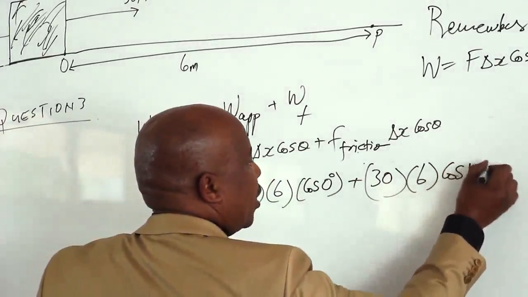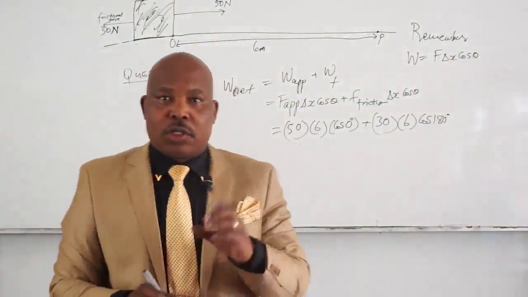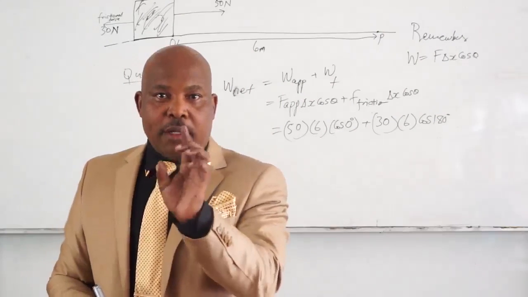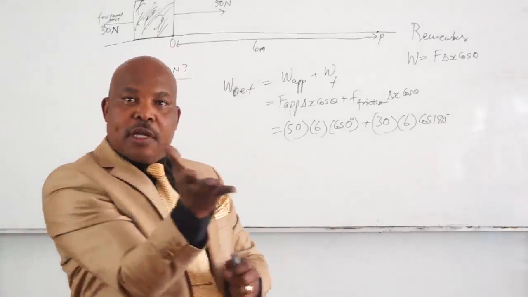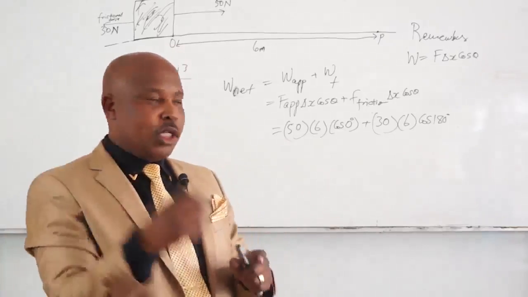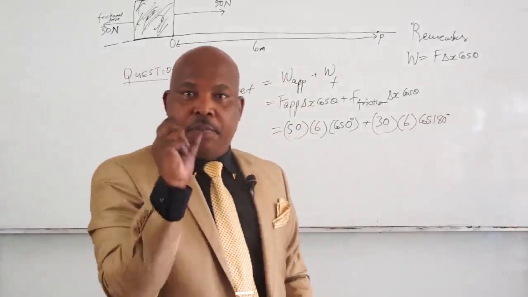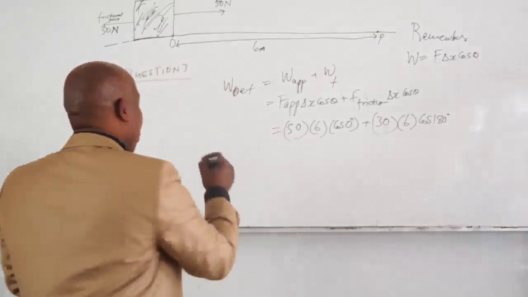And then 6. And then cos 180 degrees. Why cos 180 degrees? Because cos 180 degrees is negative 1. Then the negative 1 is going to be the force which is opposite to the motion. So the whole thing is going to give you negative. But there's something that I want to show you.